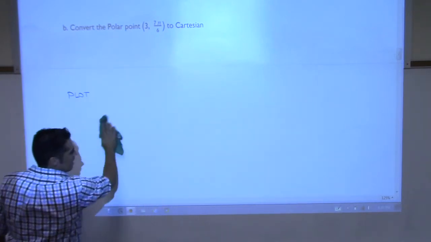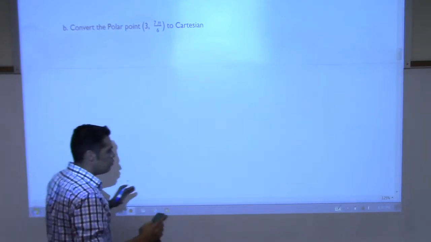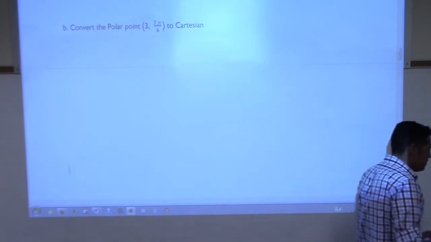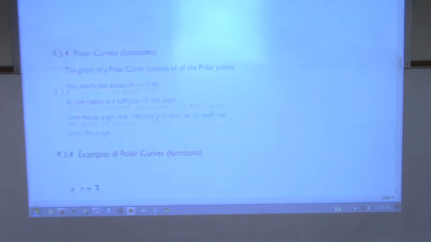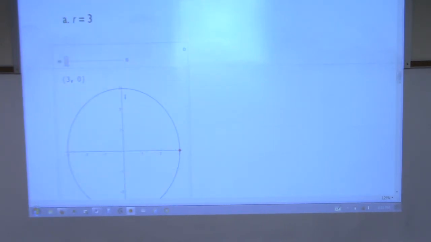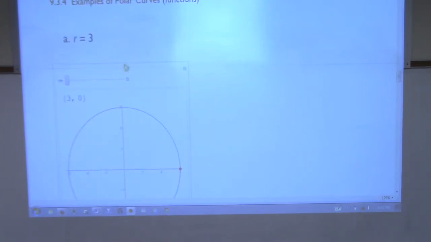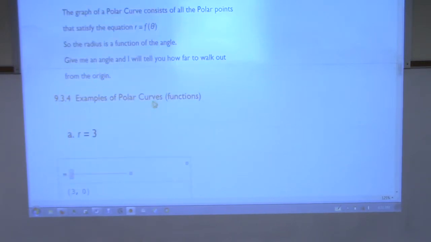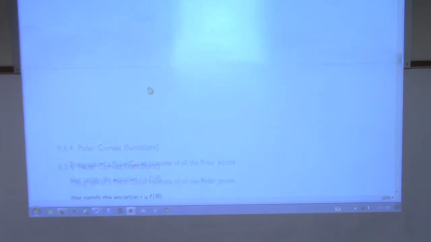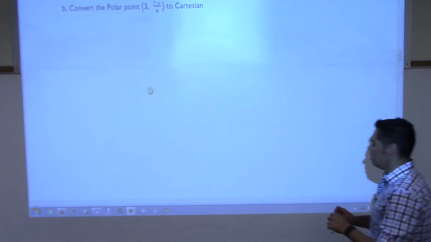All right, we are almost out of time, and I'm just going to show you one last little thing, and then we're going to wrap it up, and then we'll come back. We'll knock out the rest of this next class. What would, if I were to tell you that r is always 3, give you an example of these curves. No, you know what? I'll skip that. I'm going to not do that till next class.